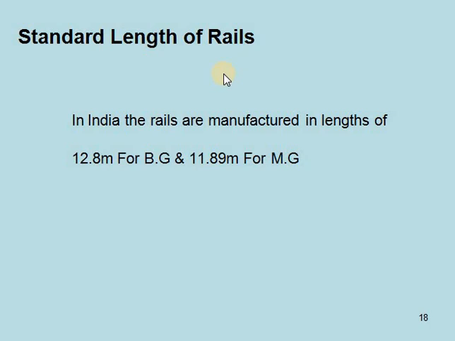For standard length of rails, in India the rails are manufactured in lengths of 12.8 meters for broad gauge and 11.89 meters for meter gauge. So this is the standard length of one rail. Remember, this is very important: in India the rails are manufactured in lengths of 12.8 meters for broad gauge and 11.89 meters for meter gauge.